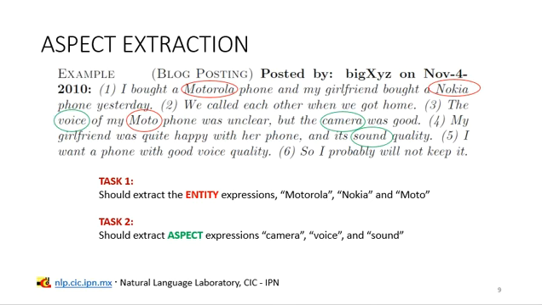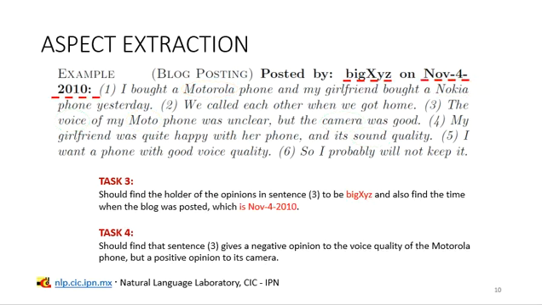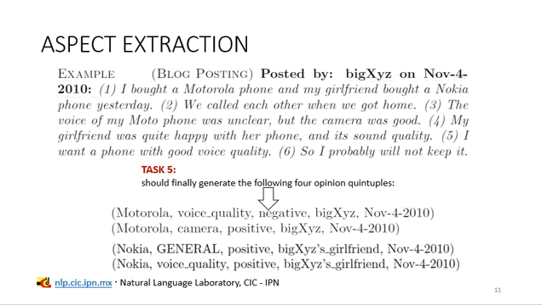We use an example retrieved from a blog to illustrate the main tasks in aspect extraction. For task 1, we should extract the entity expression. For task 2, we should extract the aspect expression. Task 3, we should find the holder of the opinion. Task 4, we should find a specific word that expresses a positive or negative opinion. For task 5, we should finally generate the following 4 opinion quintuples, where the aspects should be classified using a different technique into a positive or negative sentiment.